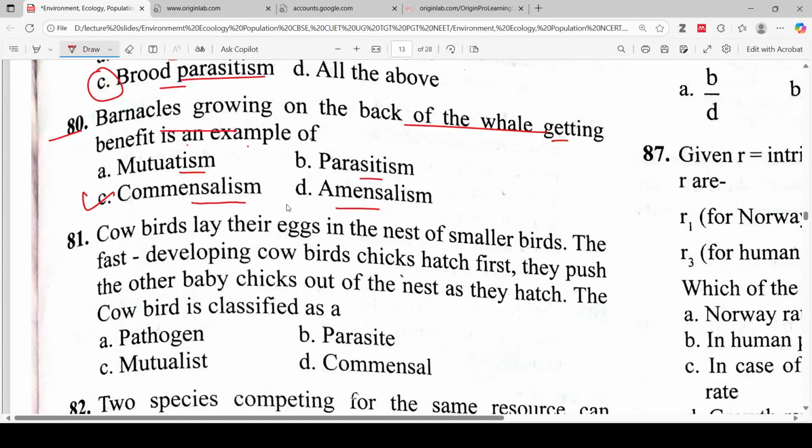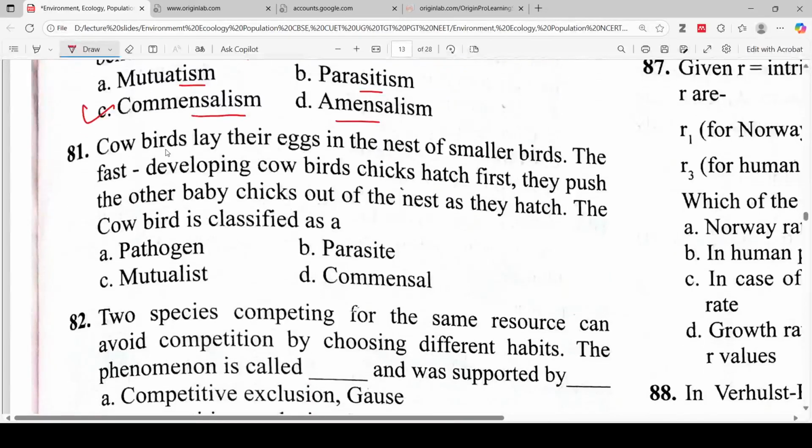Next question. Cowbirds lay their eggs in the nest of smaller birds. The fast developing cowbird chicks hatch fast. They push the other baby chicks out of the nest as they hatch. The cowbird is classified as: pathogen, mutualist, commensal, parasite. So the correct answer will be option B, parasite. Next question.